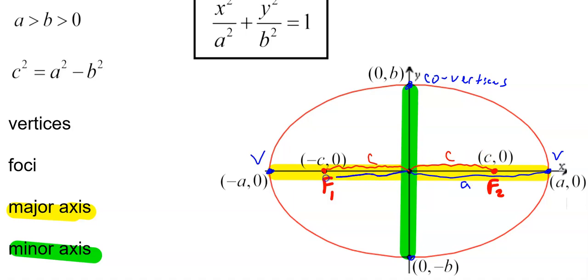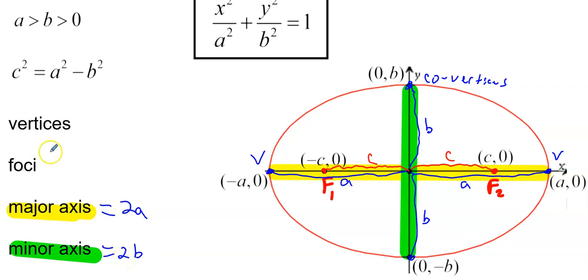And the distance from the center to the vertex is also called a. So really, you have the distances here. The major axis would be a plus a, which is 2a. And then in the other direction, from the co-vertex to the center, that distance is called b. That half of the minor axis is b, and the other half of the minor axis is also b. So this is equal to 2b.